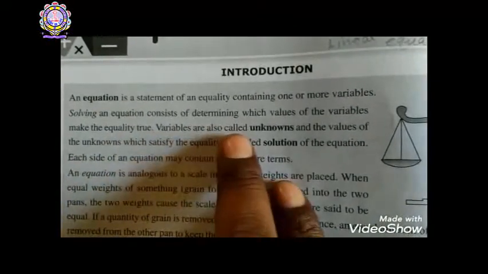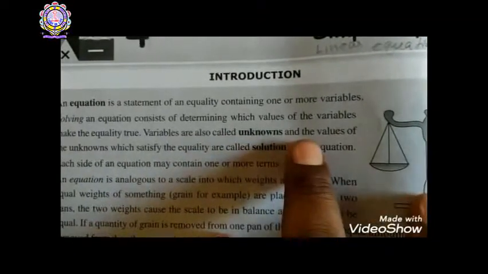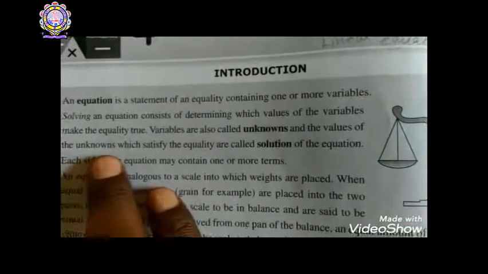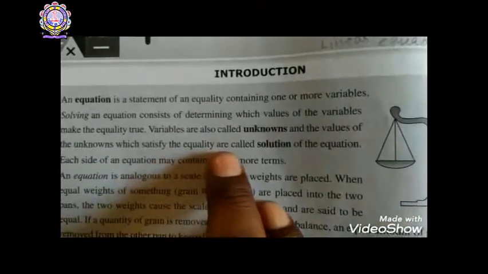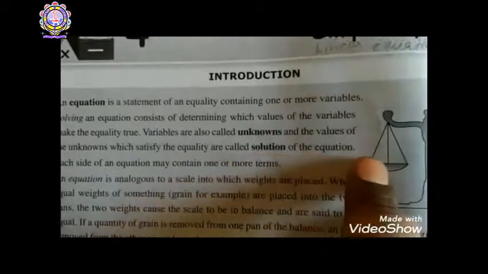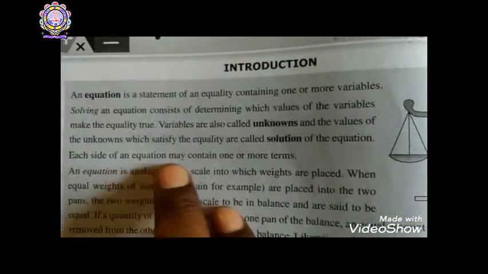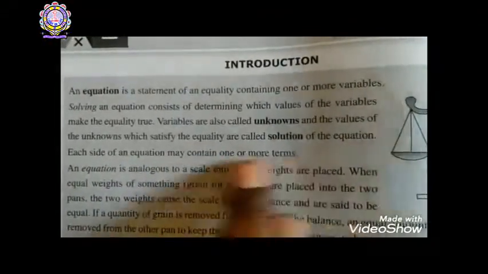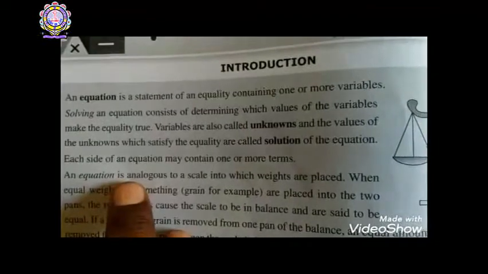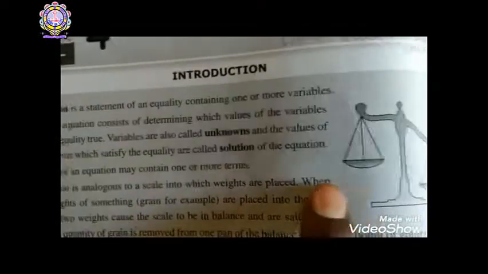Variables are also called unknowns, and the value of the unknowns which satisfies the equality is called the solution of the equation. Each side of an equation may contain one or more terms. An equation is analogous to a scale into which weights are placed.